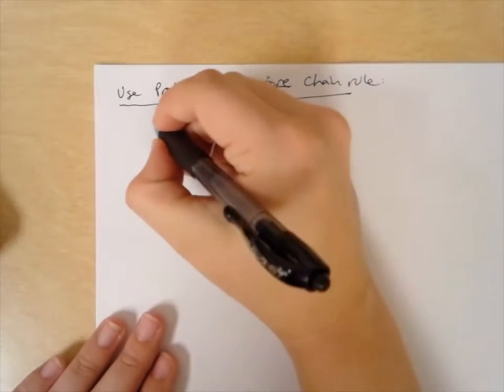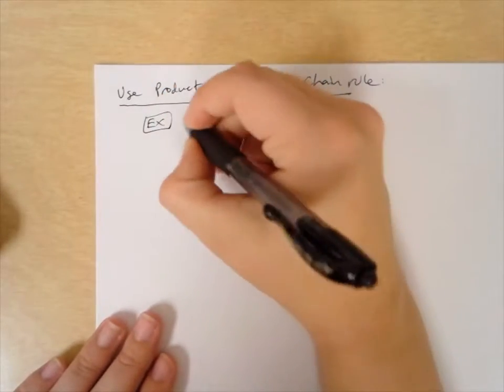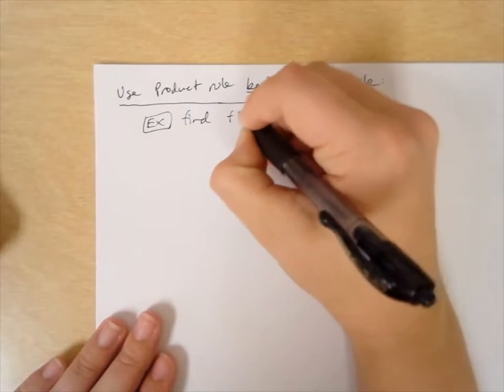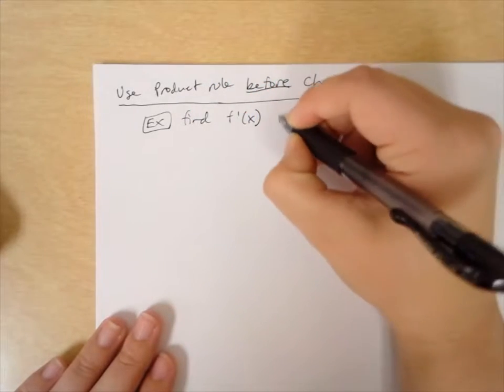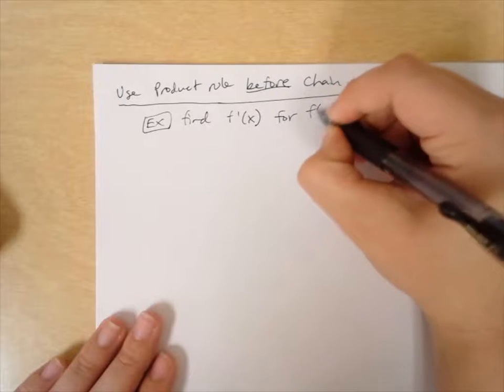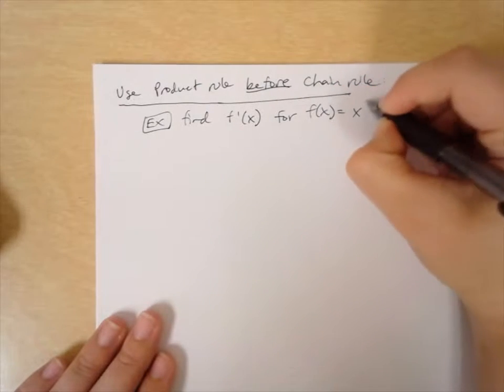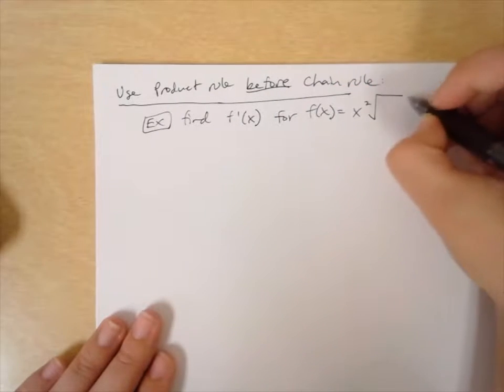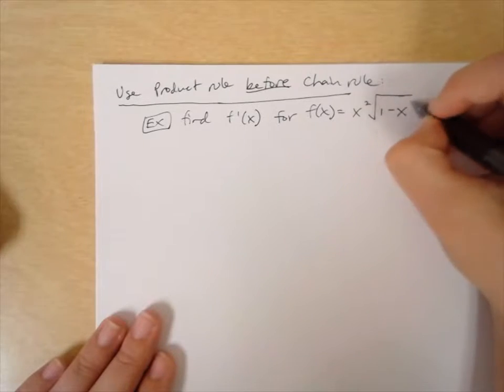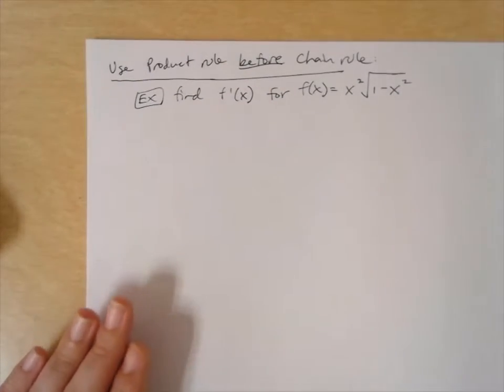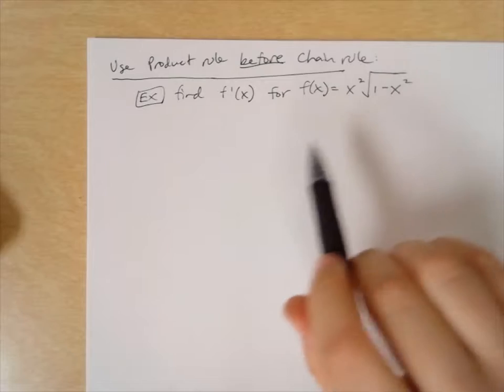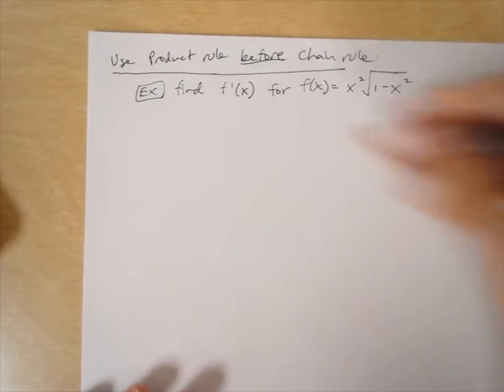So say we're given the example, find f prime of x for f of x equals x squared times the radical of 1 minus x squared. Okay. The first thing that's going to be important for us to do is to rewrite this.